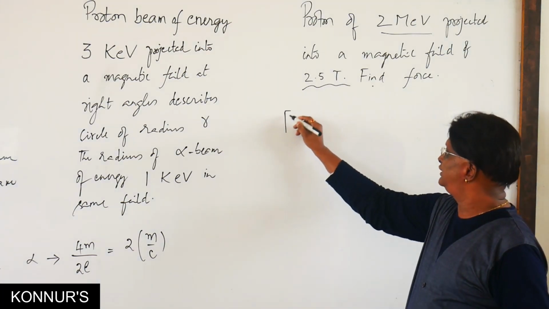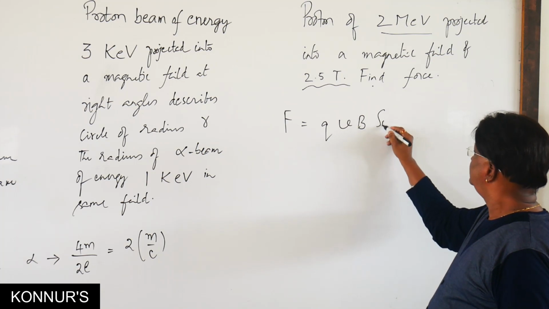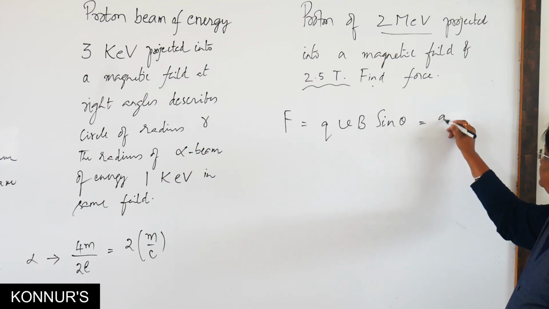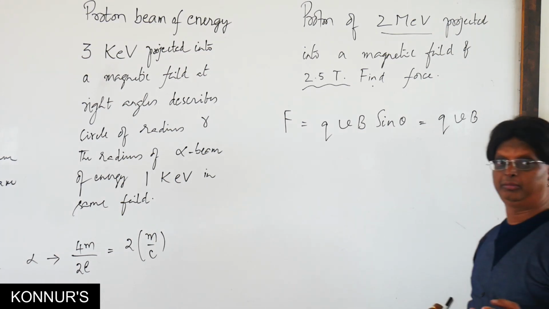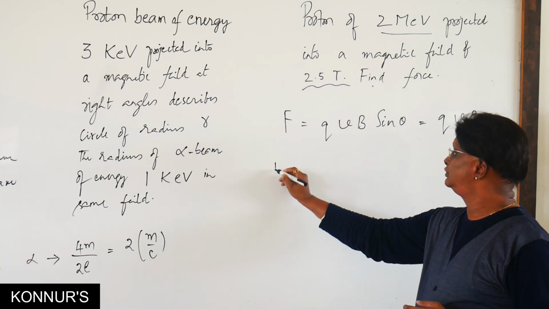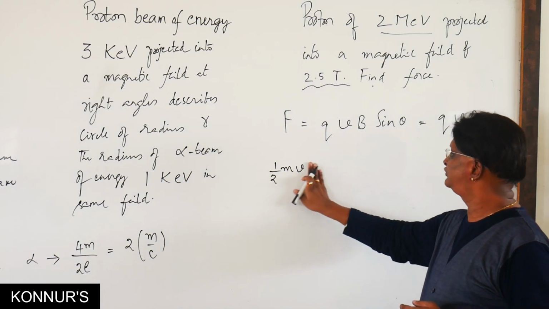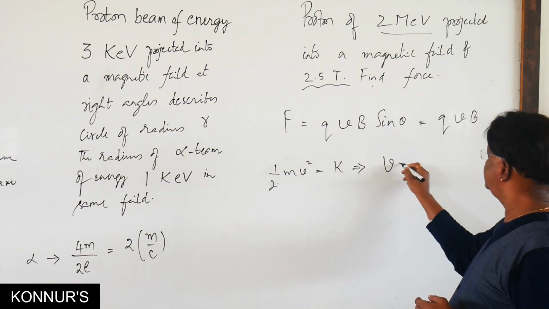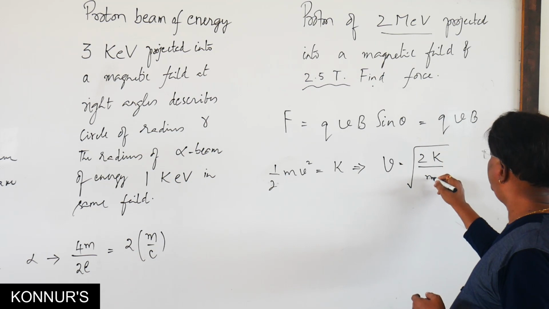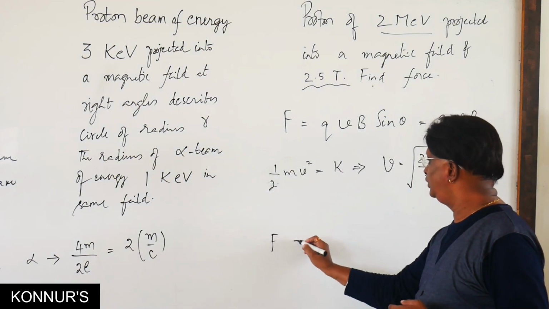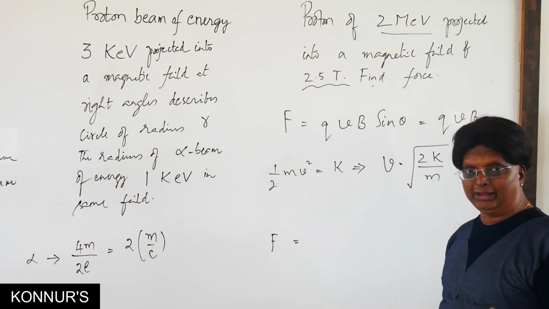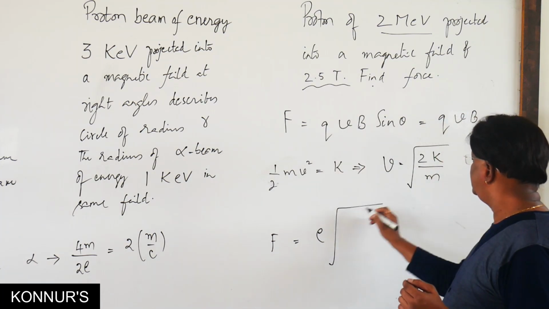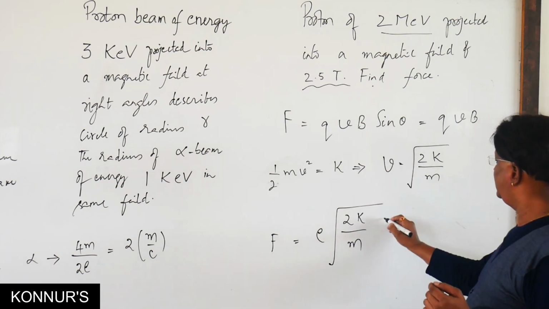Now our definition is F = qvB sin theta. Use all your data. In the given example, sin theta is 1, therefore I am writing this as qvB. But velocity is not given. We are given the energy, which is the kinetic energy. Therefore, half mv squared equals K, which implies v equals the square root of 2K by m. That is our substitution. So F equals the charge of the proton, equal to that of the electron, 1.6 times 10 to the power minus 19, this is charge e, times the square root of 2K by m, times B.